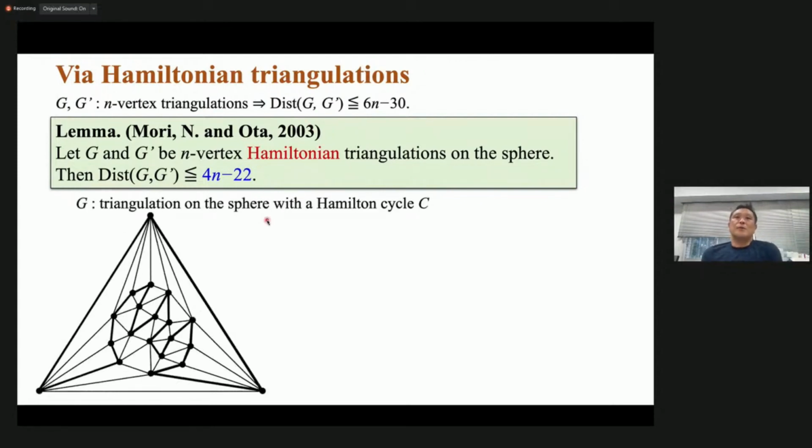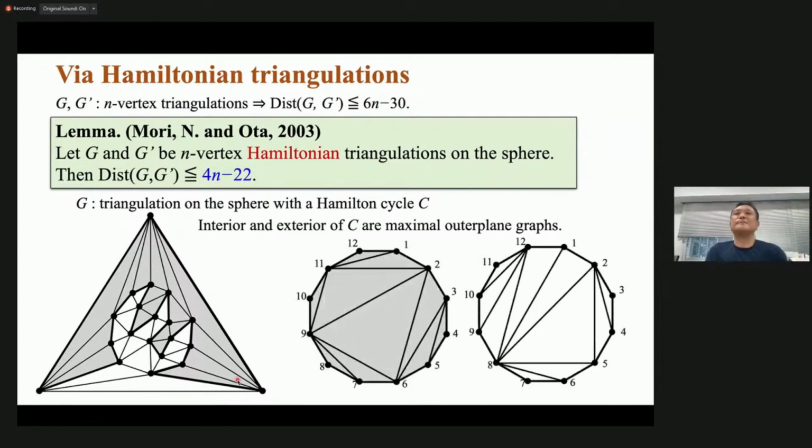Let G be a triangulation on the sphere with a Hamilton cycle C, like this. A Hamilton cycle is a cycle passing through each vertex exactly once. Then we can see that the interior and exterior of C are maximal outerplane graphs like this. So our idea is to decompose a Hamiltonian triangulation into two maximal outerplane graphs.